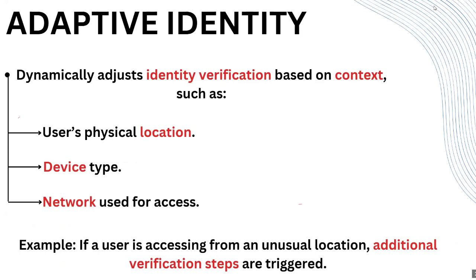Adaptive identity. Do you guys have any clue on what adaptive identity is? First of all, what does the word adaptive mean? Continuously changing, yes, yeah, continuously changing. So when we say adaptive identity, it's an identity that's continuously changing and that is dynamic, right? So basically, this is used in the zero trust model. And why do we use adaptive identity?